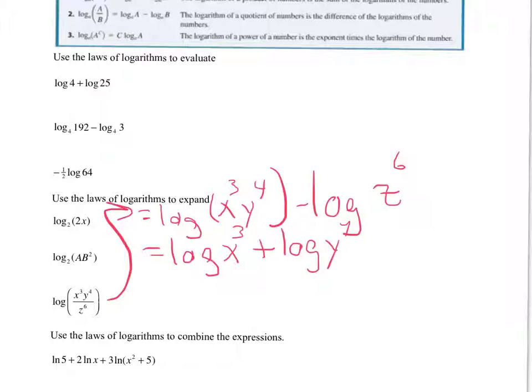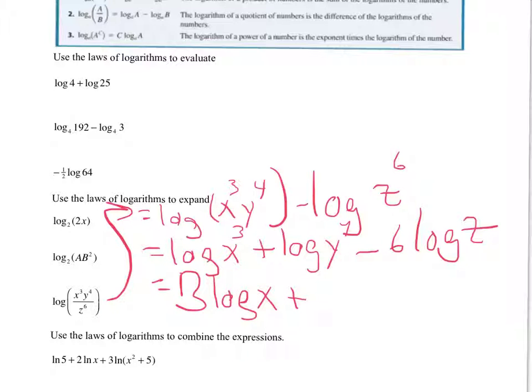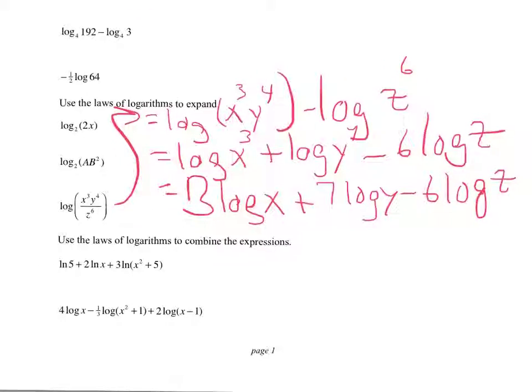And then for minus the log of z to the 6th, we can write minus 6 log z using the power rule. And so finally, using the power rule throughout, we get 3 log x plus 4 log y minus 6 log z. And that's as expanded as we can get at this point.